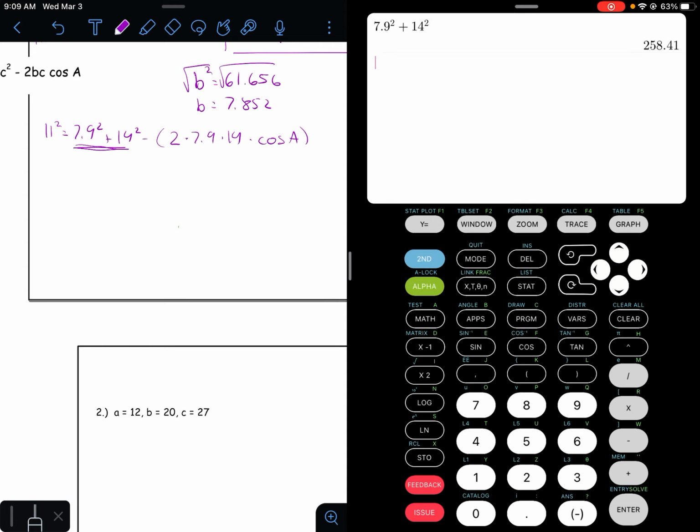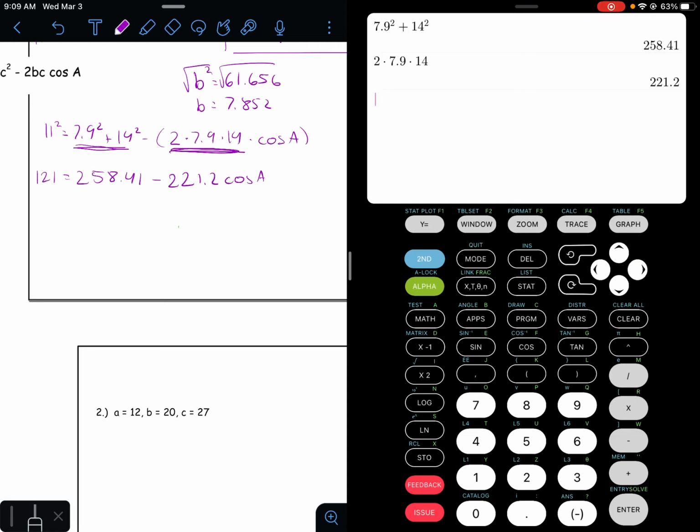And you get 258.41. Oh, and actually we can do 11 squared too, which is 121. So we get 121 equals 258.41 minus, and then what you're going to want to do is this is essentially the coefficient on your cosine. So you're just going to plug that in and get that number. So that's 2 times 7.9 times 14, which is going to give us 221.2 times cosine of A. So now what we need to work on is getting cosine of A all by itself.